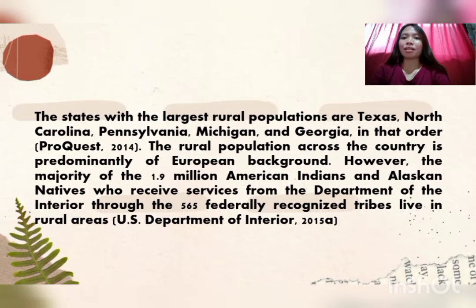Populations of rural areas. The states with the largest rural populations are Texas, North Carolina, Pennsylvania, Michigan, and Georgia, in that order. The rural population across the country is predominantly of European background. However, the majority of the 1.9 million American Indians and Alaska Natives who receive services from the Department of the Interior through the 565 federally recognized tribes live in rural areas.